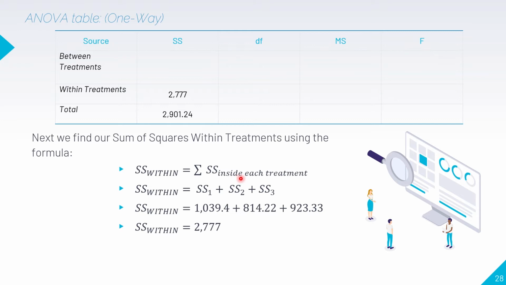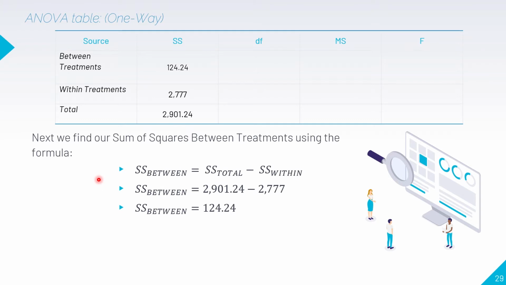Now let's find our sum of squares within treatments using the formula SS within, the summation of SS inside each treatment. So add these 3 sums of squares. We have 1,039.4 plus 814.22 plus 923.33. Add these 3 and we have the sum of squares of the within treatments, now 2,777.